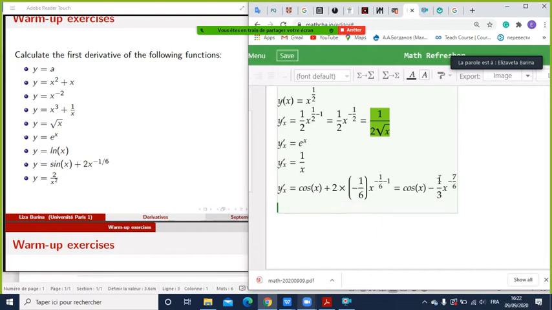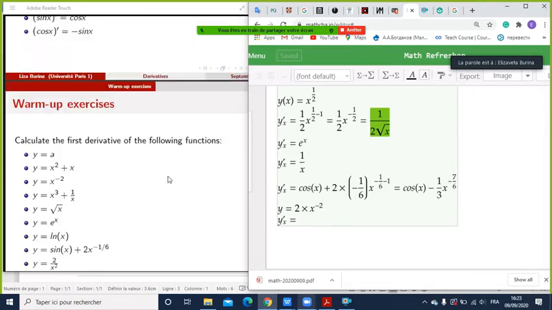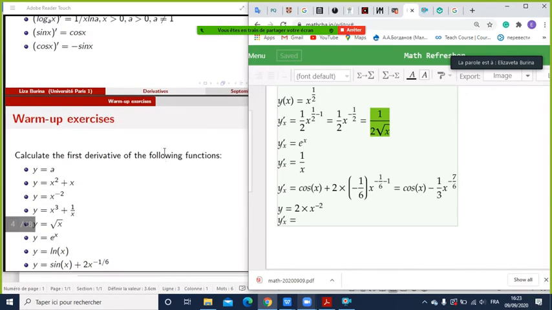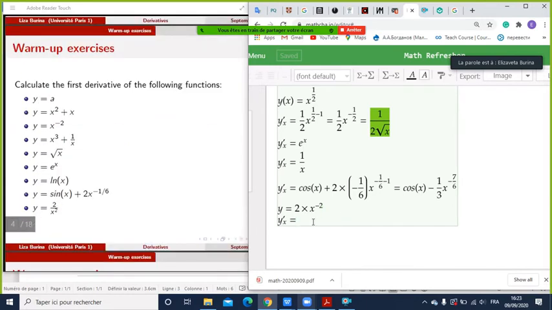Cool. So the last one, I want to rewrite it again in a better form. Before I write the thing, I'm going to do this: y equals 2 times x to the power of minus 2. Okay, now I know how to work with it. This is just a coefficient, so this will work like this. And then x to the power, I know how x to the power works.